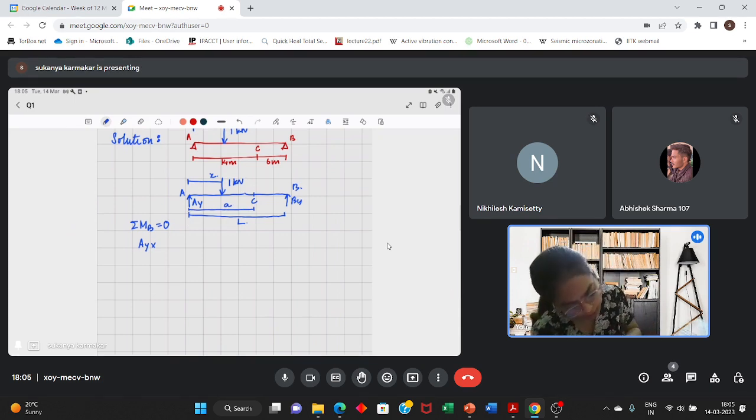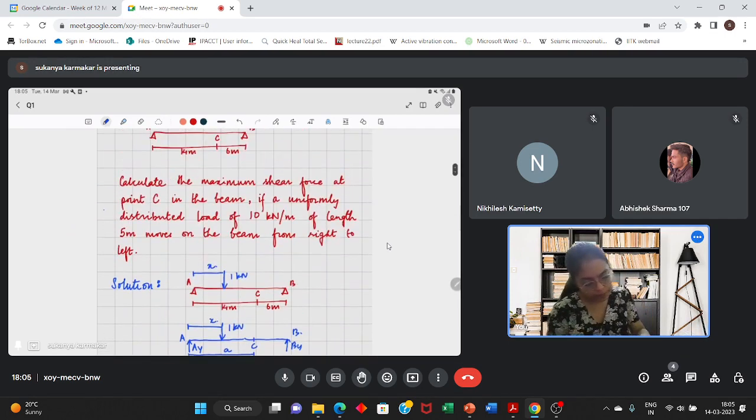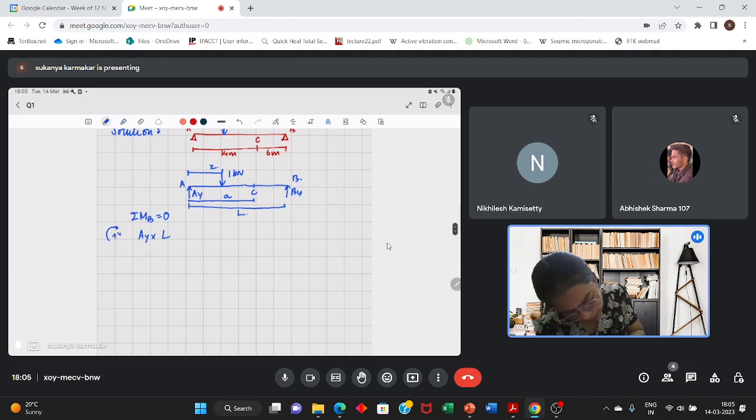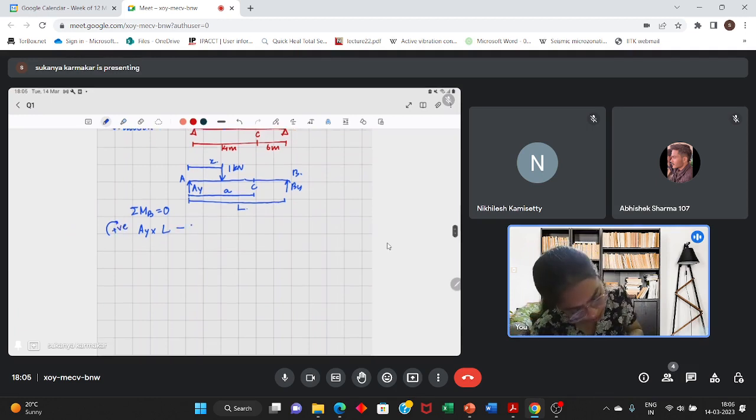So AY into L, taking moment about B, I'm taking clockwise moment to be positive. So AY into L minus 1 into this distance, which will be L minus x, is equal to 0. So AY is (L minus x) by L.